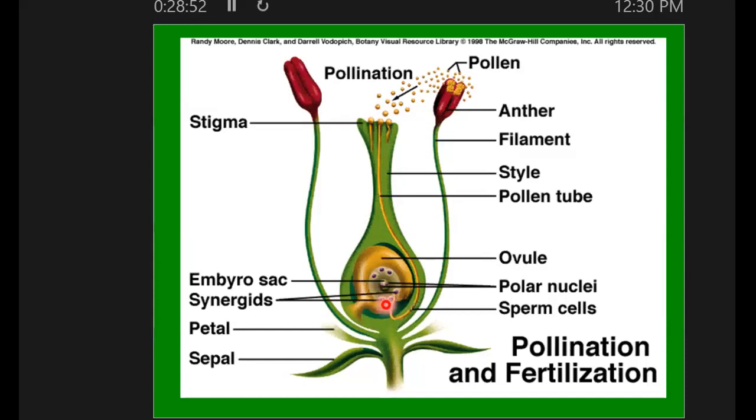And then you'll get the 2 sperm discharged. And both sperm are important. Both have a really good, important role. One fertilizes the egg, the other one will fuse with the polar nuclei. And from that polar nuclear fusion event, you get the endosperm.